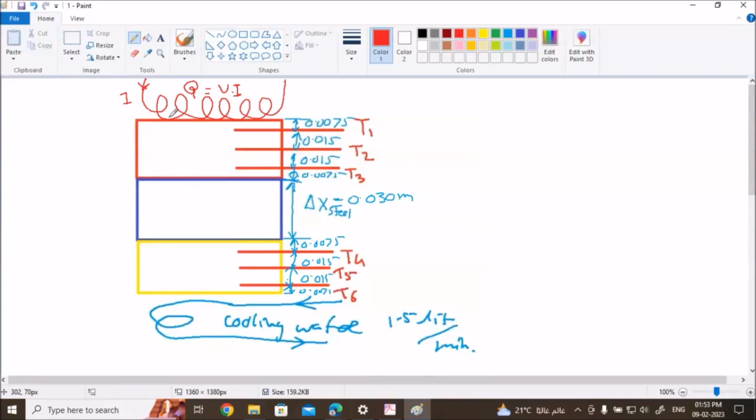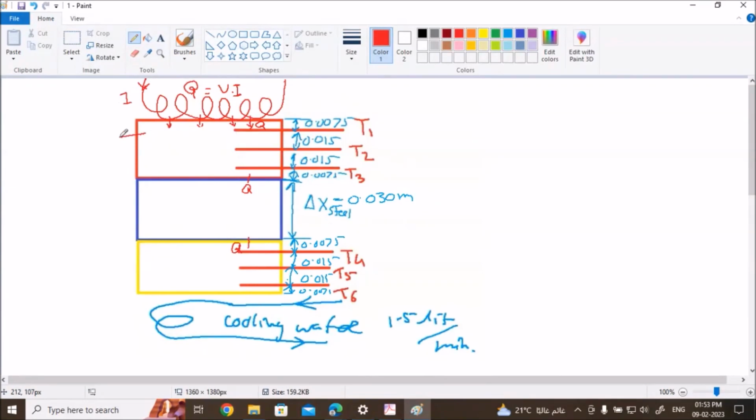As they start heating, heat will flow in this direction, downward. So this is the amount of Q flowing. The same heat will flow here, the same heat will flow here. Heat can neither be created nor be destroyed. It can flow from one point to another point.